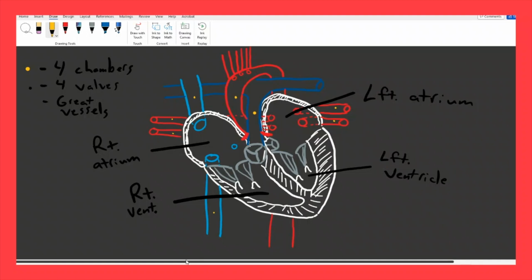Here we see the opening of the coronary sinus, which is usually not considered a great vessel, but a coronary vessel. Remember that when you study these things in your lab. And we'll go through each one of these.